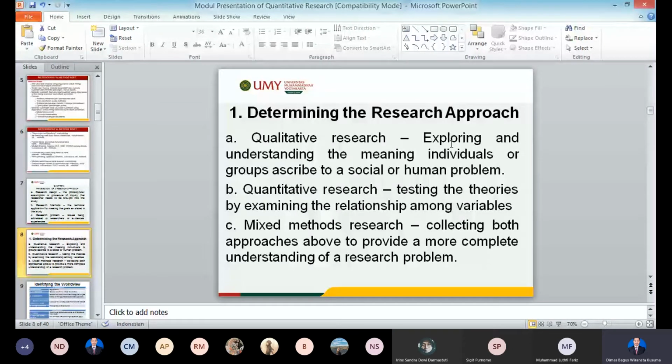Therefore, the approach is considered a deductive approach. So you have the theory and you want to test whether this theory is confirmed or not confirmed. And the last one, mixed method, tries to combine both.